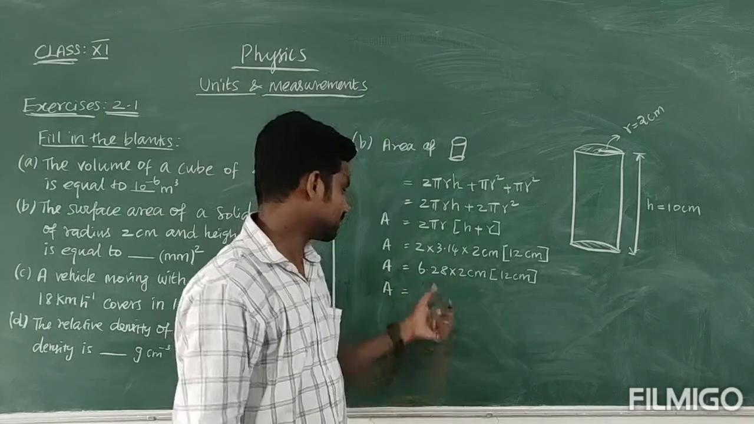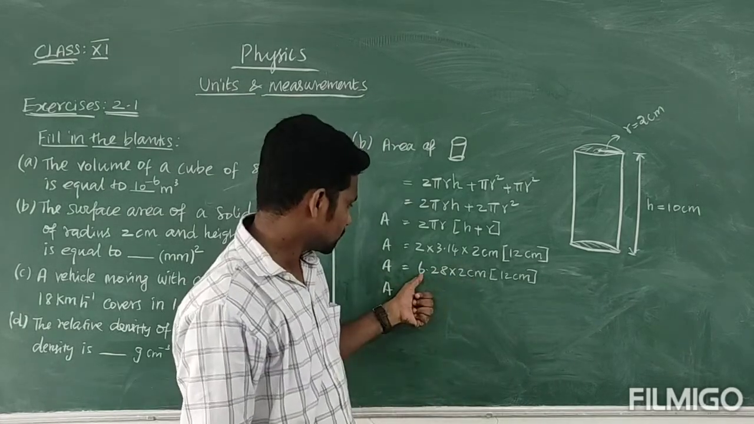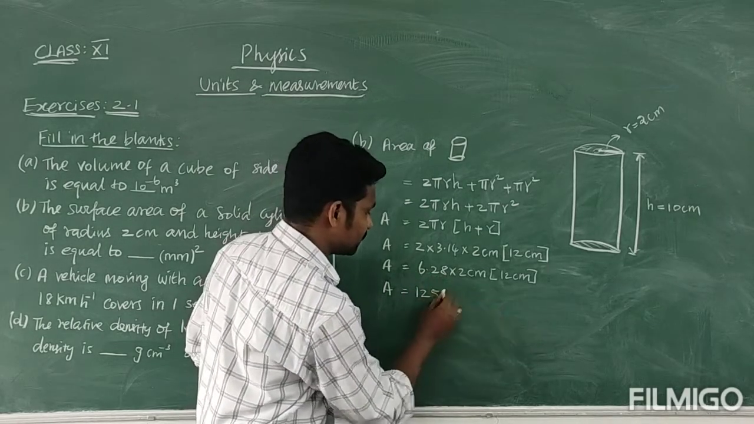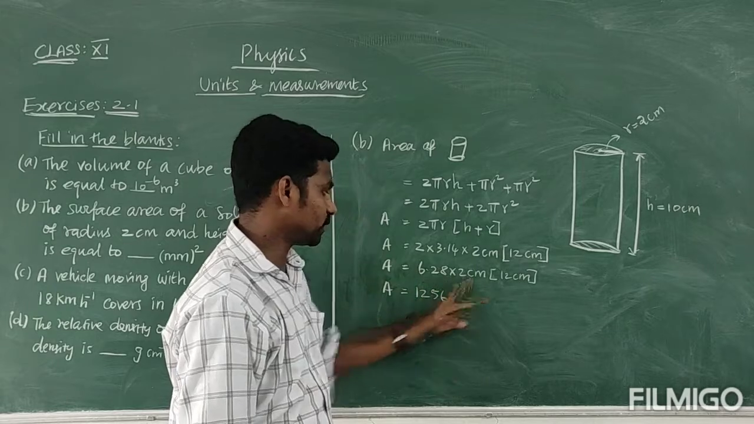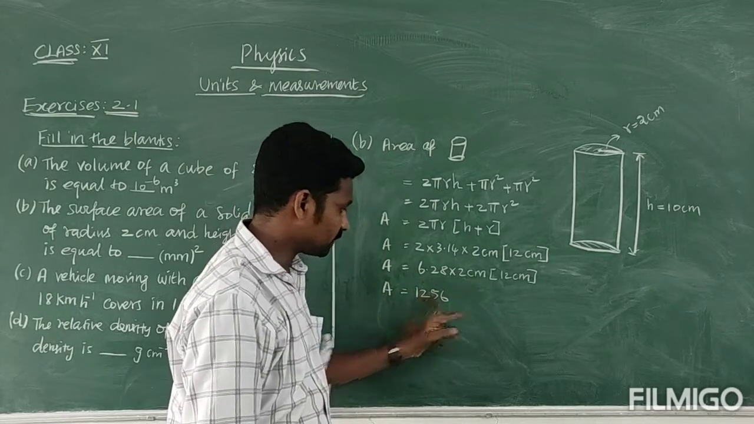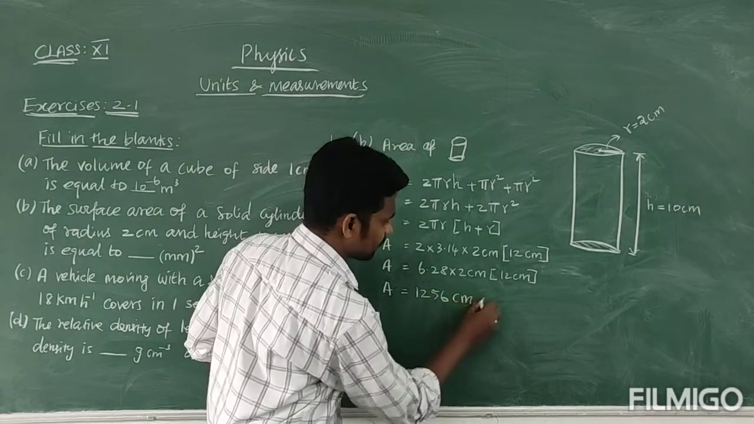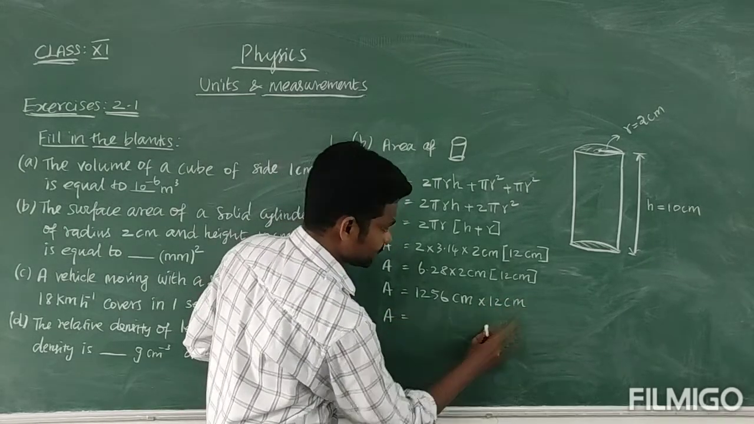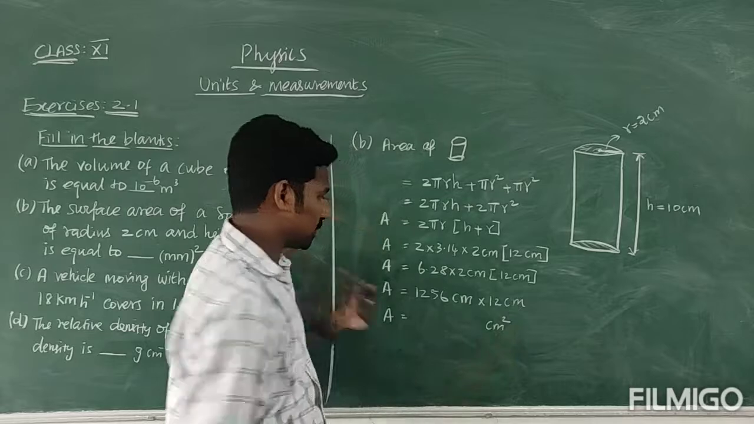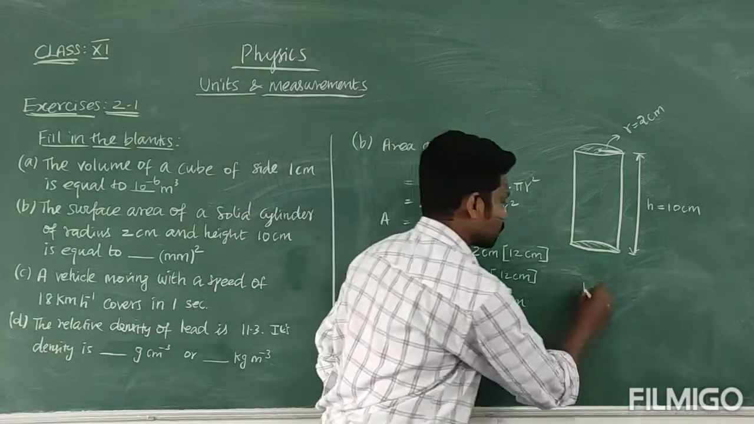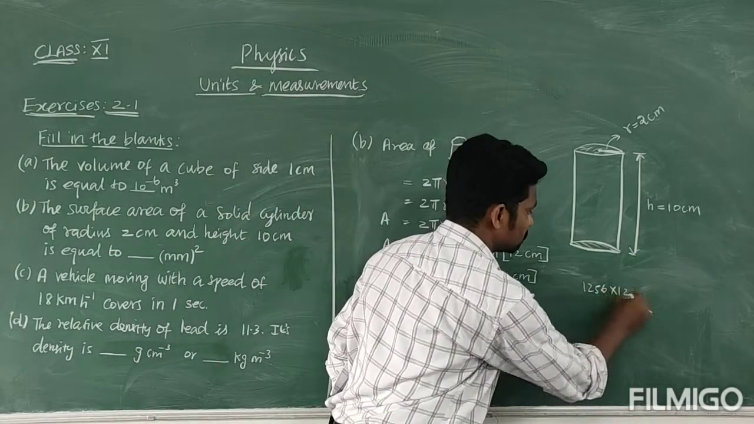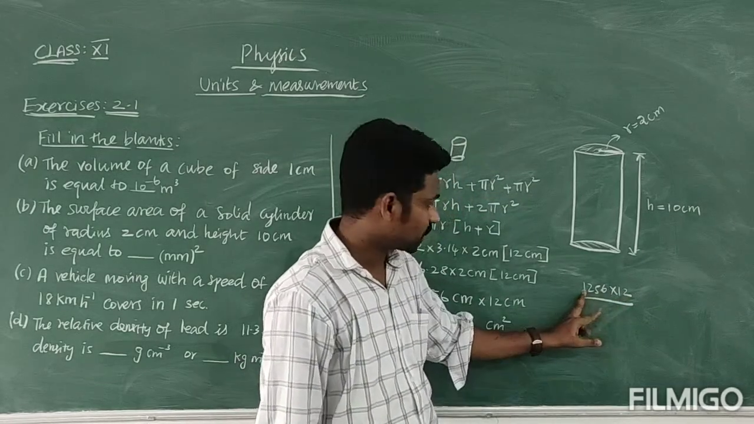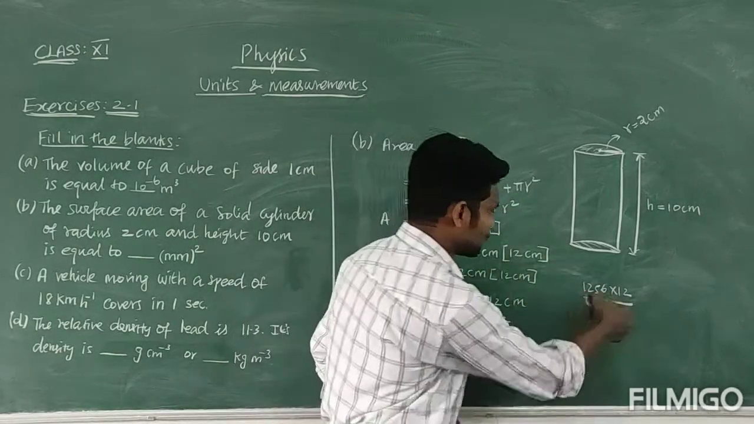So area is equal to 6.28 into 2. Here 6 twos are 12, 2 eights are 16, so 6.28 into 2 is 12.56 centimeter, then into 12 centimeter. So area is equal to centimeter into centimeter, that is centimeter square. So 12.56 into 12, first 2 times 6 is 12, and we can write it.